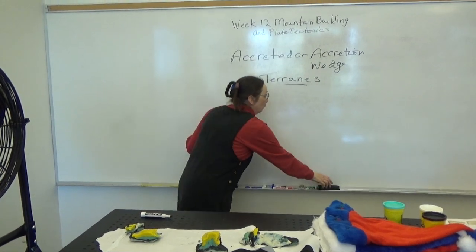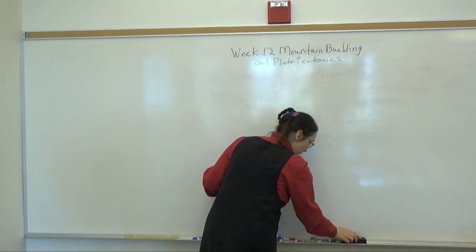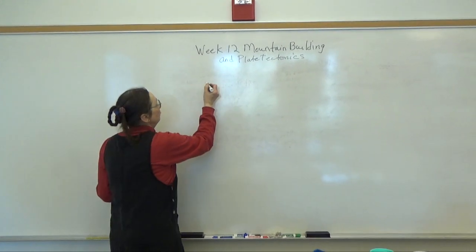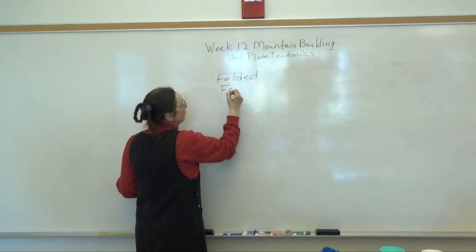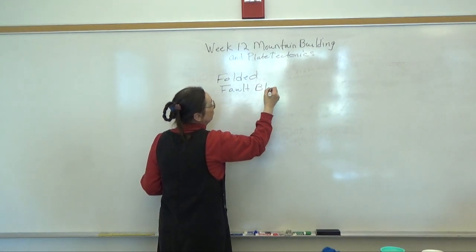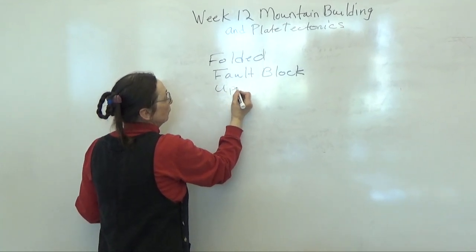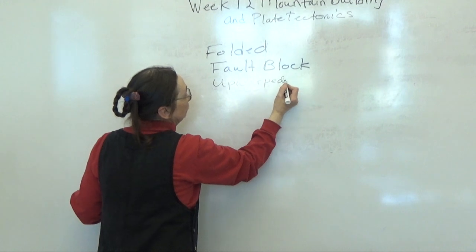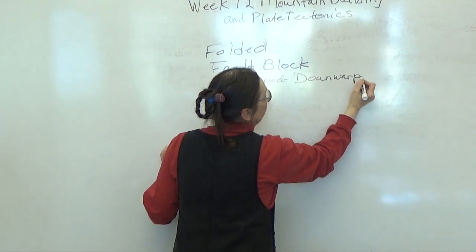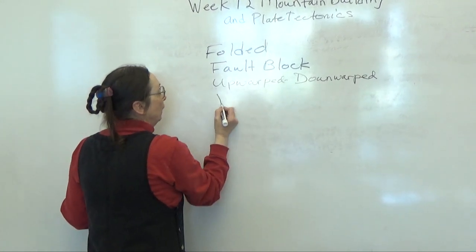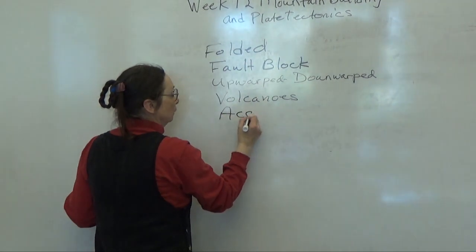So, to review, the 5 basic mountain types that you should have been able to model in this lab are folded, faulted, or fault block, upwarped, or downwarped, we have our volcanoes, and our accreted.